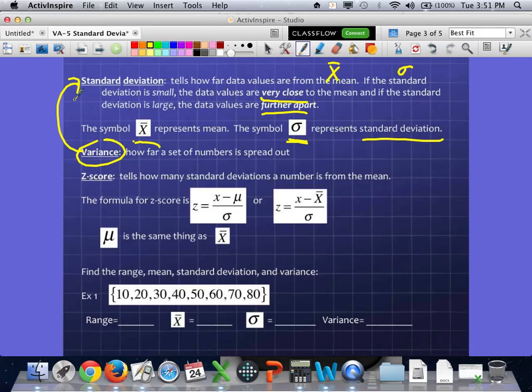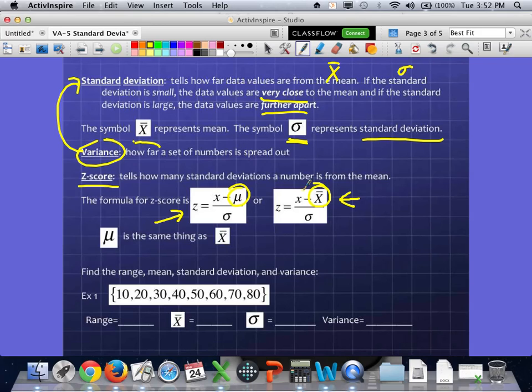Variance just tells you how far apart the numbers are spread out. Your Z-score tells how many standard deviations a number is from the mean. Okay? And they will give you two formulas. This one right here on your formula sheet. But we're going to use this one, which is the same exact thing, but notice the only thing that's different is the symbol for mean. That way you'll know that's the same thing.